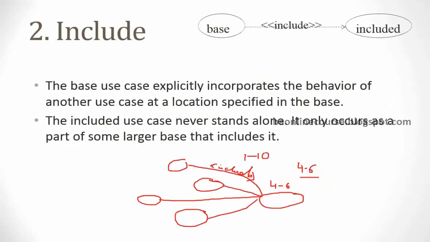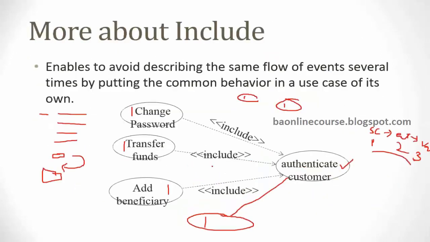So if a small piece of functionality is repeating across unrelated use cases, use include. Okay, small piece of functionality like authentication of customer, small behavior is repeating across unrelated features, like changing password, you're authenticating customer, transferring of funds, you're authenticating customer, adding a beneficiary, you're authenticating customer, login from a new system, you're authenticating customer. All unrelated features, but you're using some common functionality. So pull that out and define it as an include.